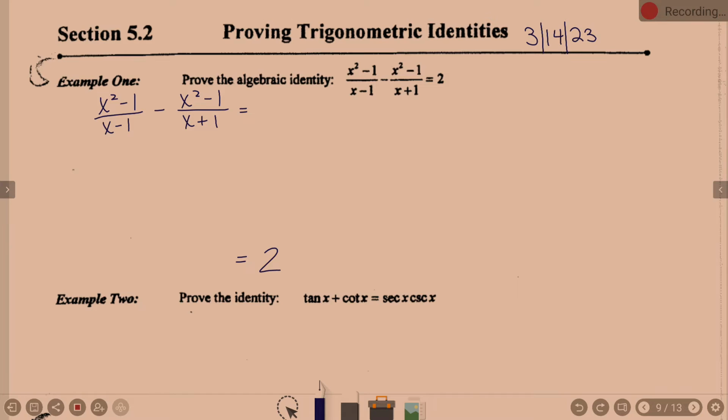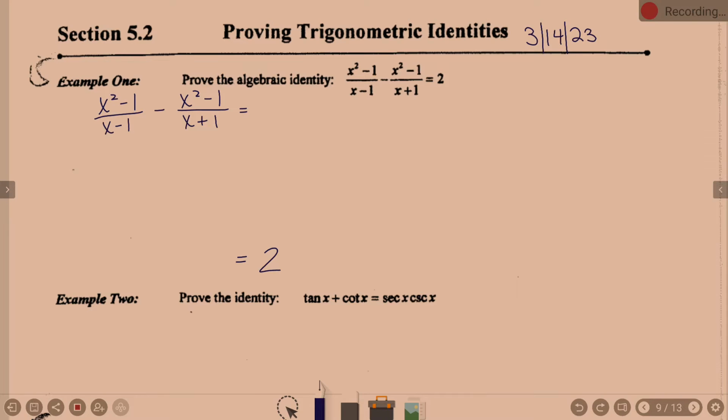Nine times out of 10, I'm going to go for a common denominator. However, I see something in this one that will actually take us an easier route, and that is if I factor my numerators. What does x squared minus 1 factor into? x plus 1 times x minus 1, a difference of squares. Write this out, guys. Don't skip all your steps and say you did those all in your head. I need to see steps written out.